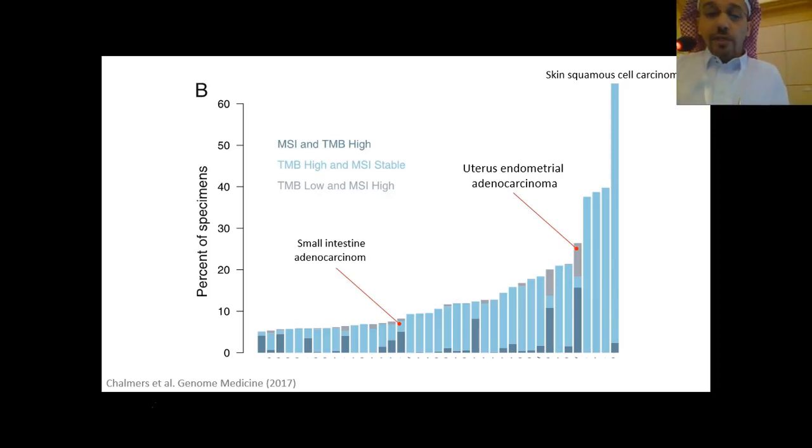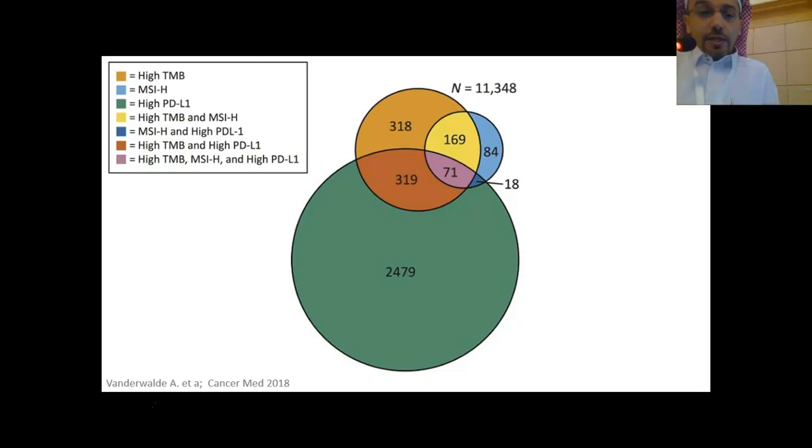So why am I telling you all of this? If we add PD-L1 to the picture, PD-L1 is the green part. When it is high, it does not mean it will be associated with high tumor mutation burden, nor with MSI.